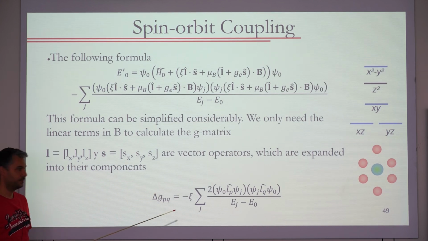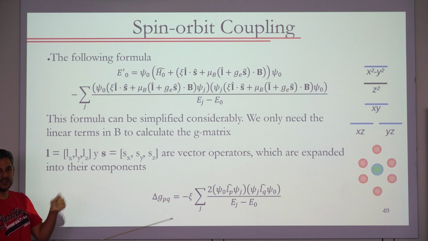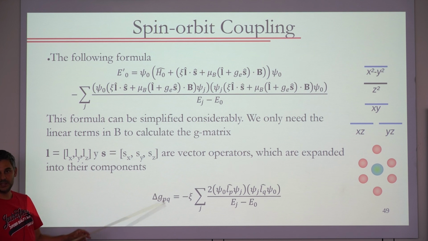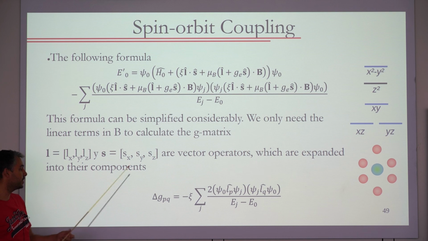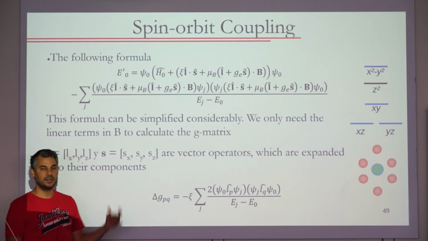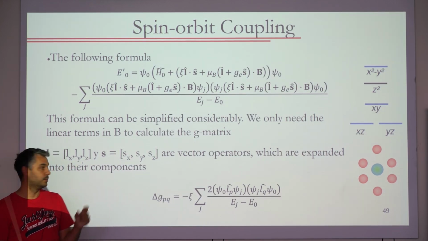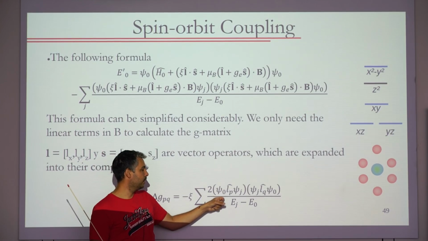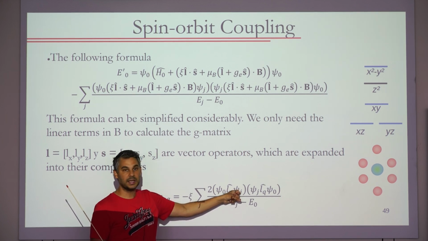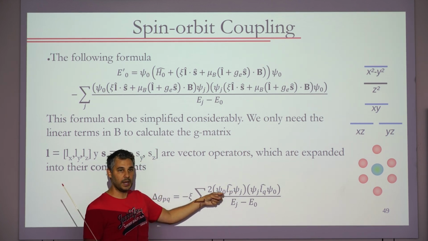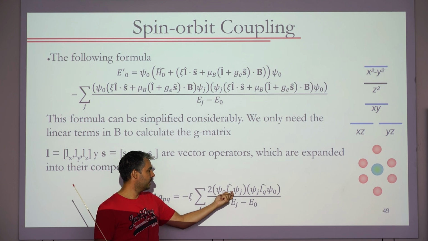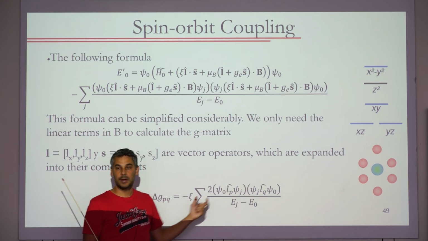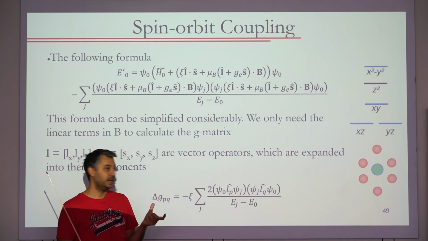So this tells you that P and Q would be X, Y, Z, so the different possible components of the G matrix. So delta G, the deviation from the G value of 2, is given by this summation, basically over the different possible orbitals. Maybe this could be x squared minus y squared, and this could be xy, and how the different components of the orbital angular momentum couple those states.